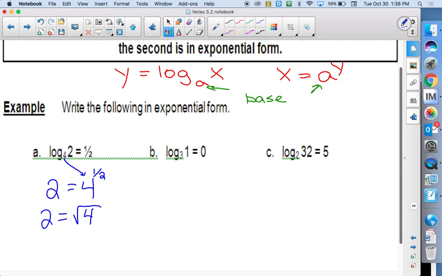Eris, how about letter B? Log base 3 of 1 equals 0. So you have 1 equals 3.